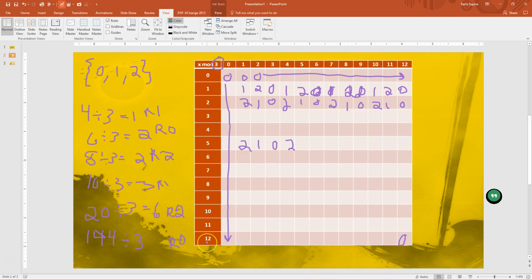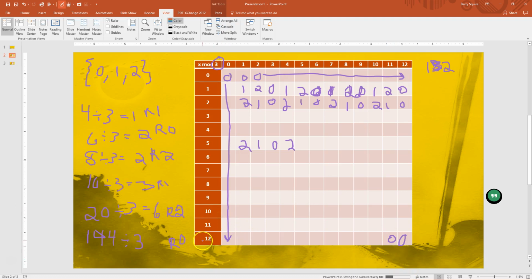What about this 12 times 11? Well, that's going to be 132. That's a 3 here. Well, is 132 divisible by 3? Well, 1 plus 3 plus 2 equals 6. So, yeah, I guess it is. So, 12 times 11 is going to be 0 in mod 3.